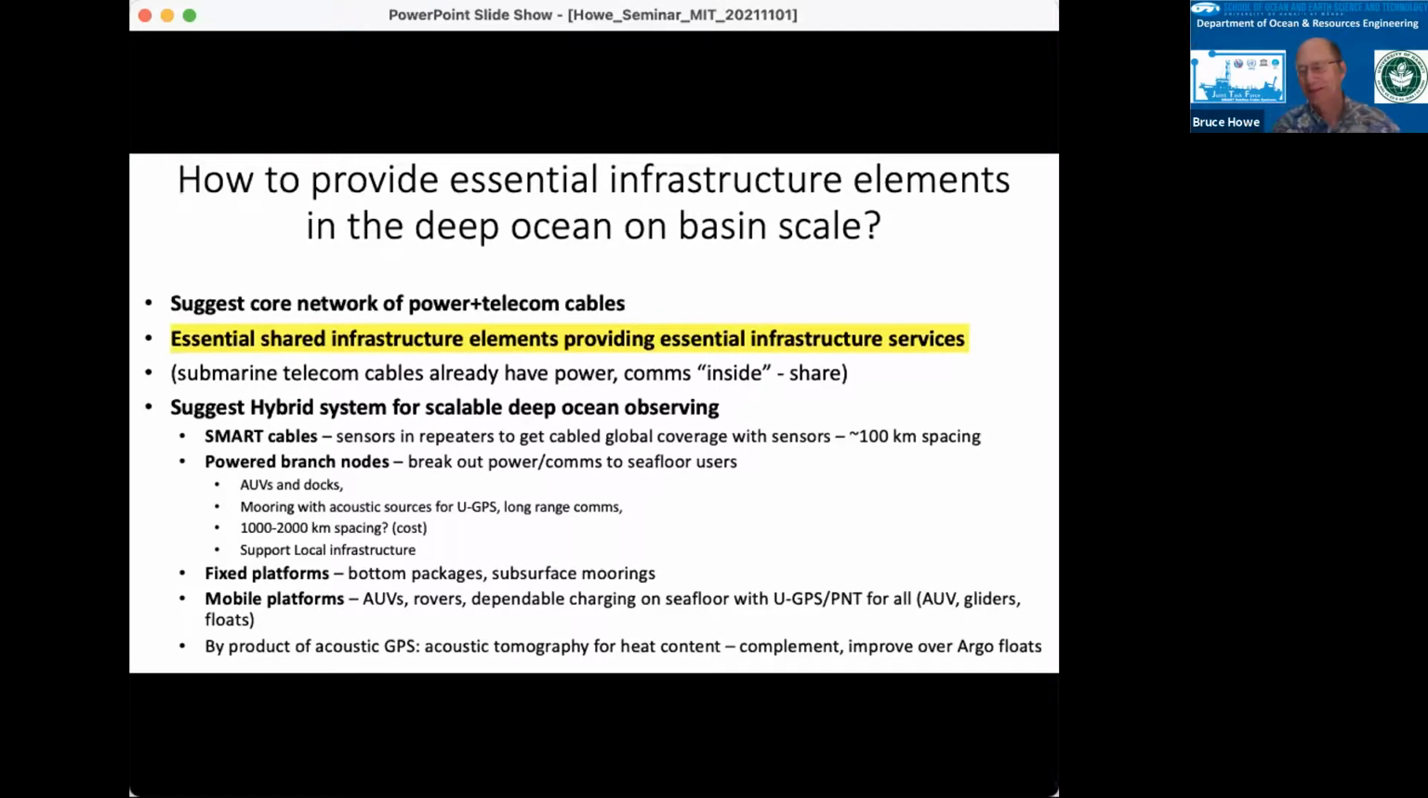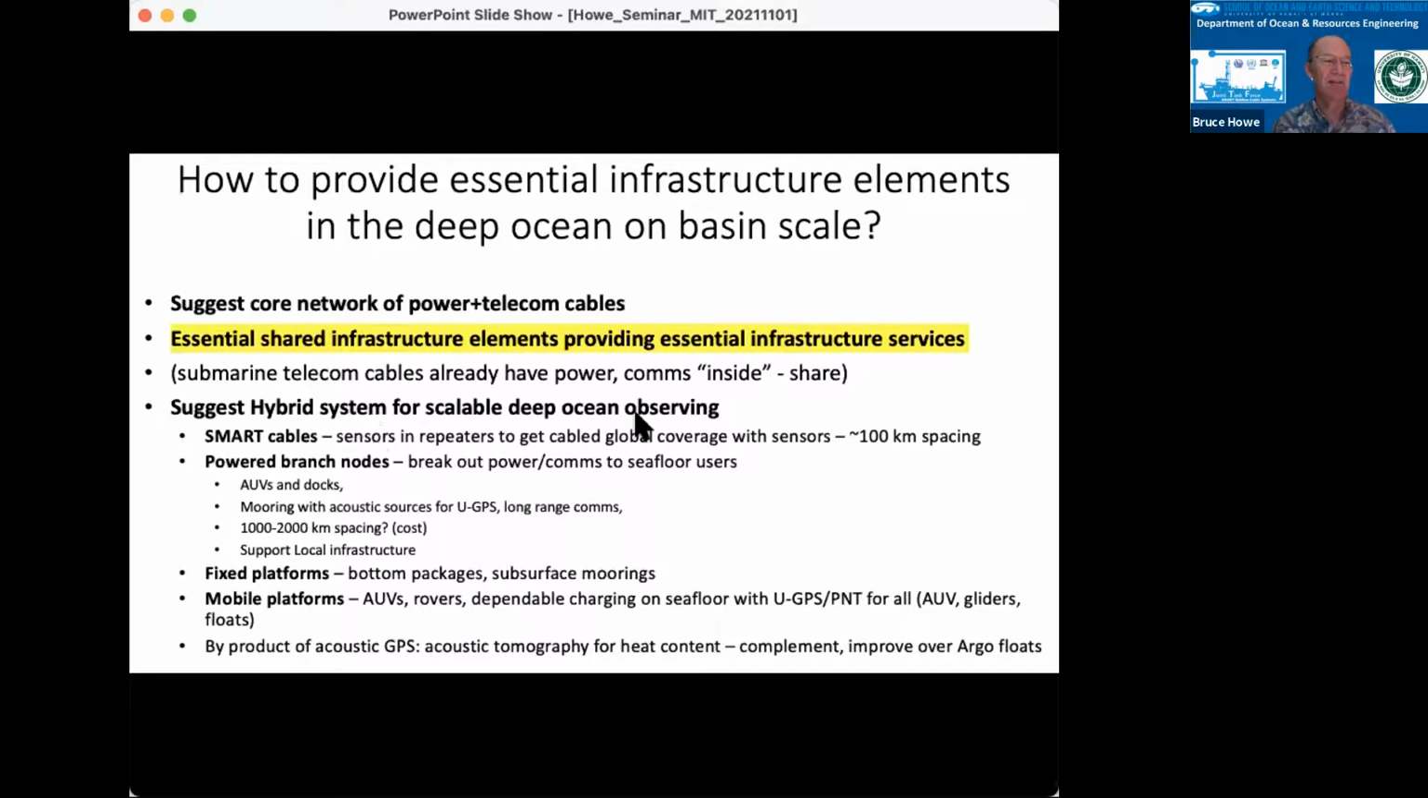So again, I come back, it's probably not surprising, but I suggest that a core network of power and telecom cables in the SMART concept be extended, basically sharing this infrastructure to provide these essential services. One way to look at it is submarine telecom cables already have power and communications inside them, and we just need to break that out into the open more explicitly.